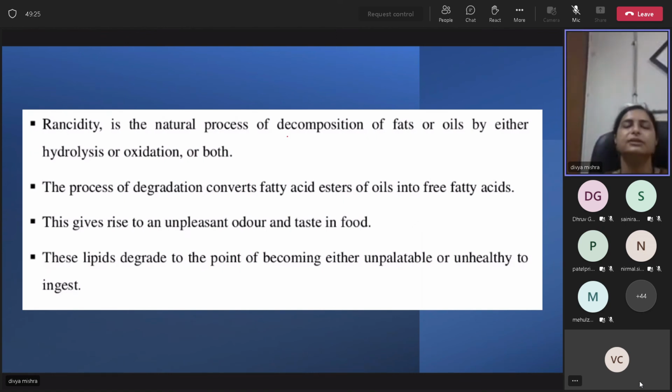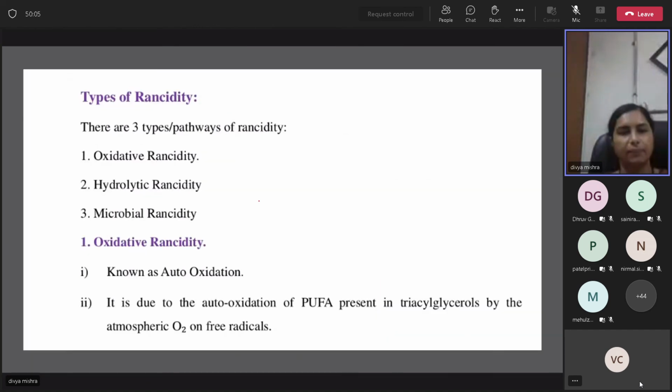Rancidity is the natural process of decomposition of fat or oil. It may be either by hydrolysis or by oxidation. In both cases, free fatty acid will be liberated out of the sample, and fatty acids give some unpleasant odor, smell and taste. The process of degradation converts fatty acid esters of oils into free fatty acids, which gives rise to unpleasant odor and taste in the food. These lipids degrade to the point of becoming either unpalatable or unhealthy. Unhealthy in terms of what? I will share.